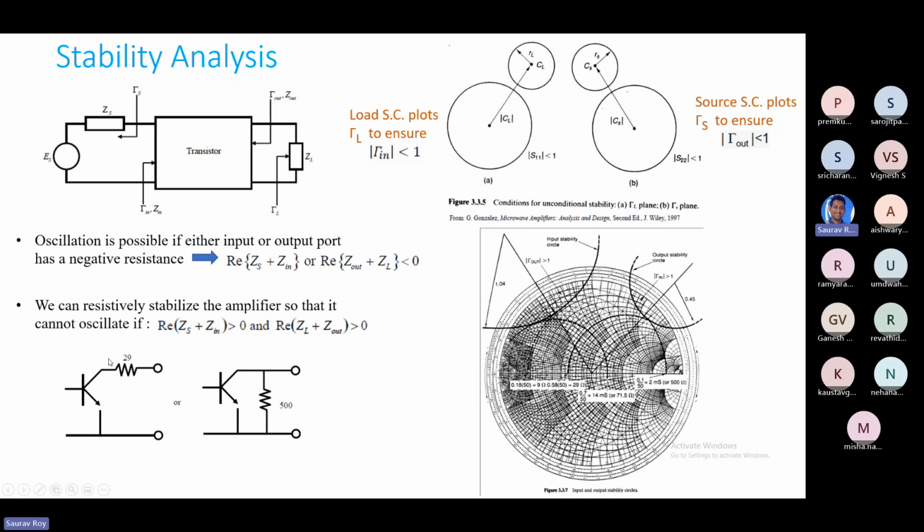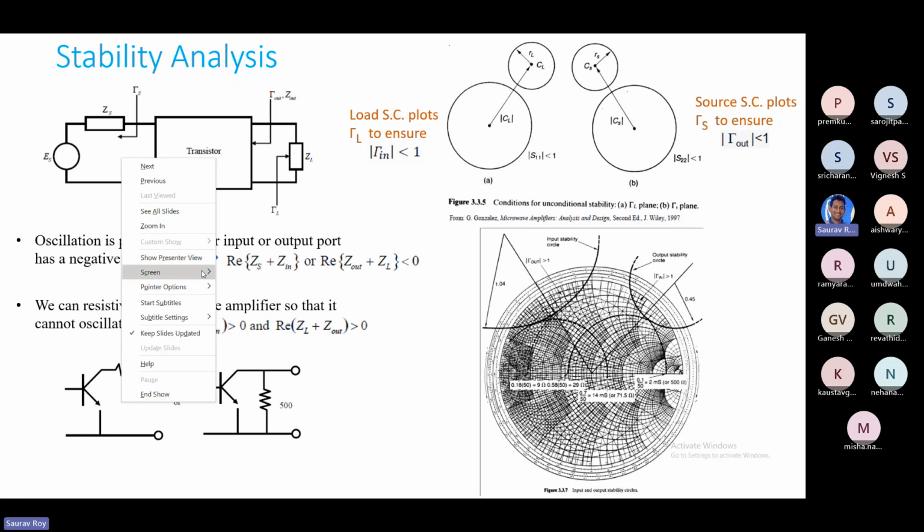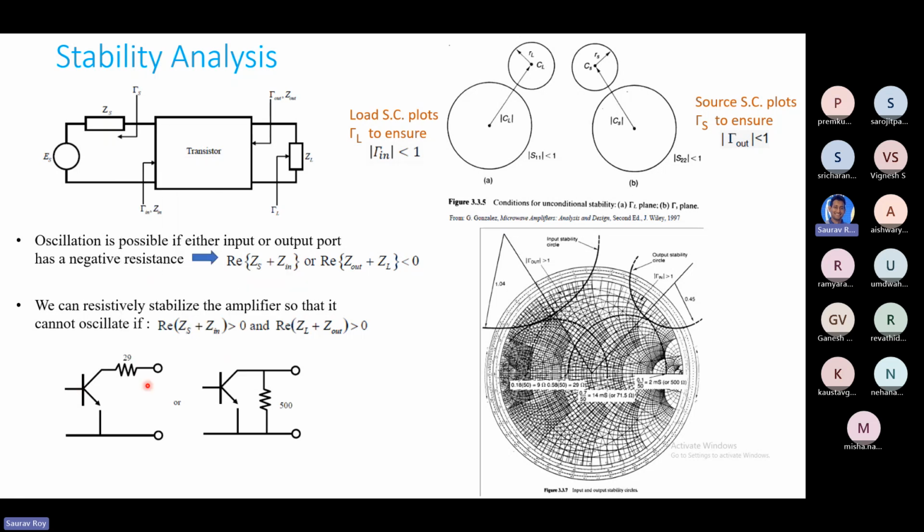If you see this 29 ohm resistance here, let me take the pointer here. We can add a series resistance at the load side or a shunt resistance at the load side so that it will become greater than 0, or at the boundary it will become equal to 0. The real part of the impedance will become equal to 0. So this is done through some intuitive analysis in the Smith chart.